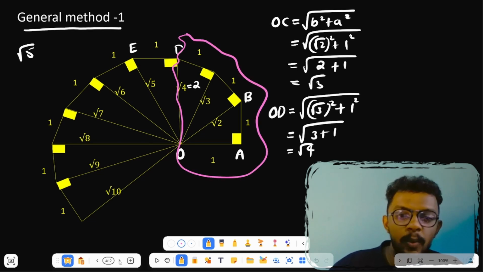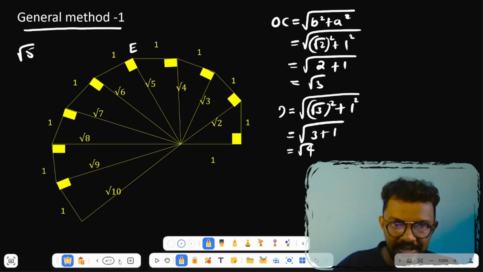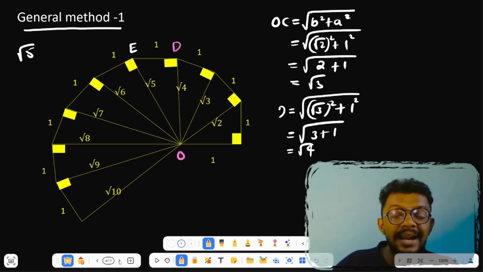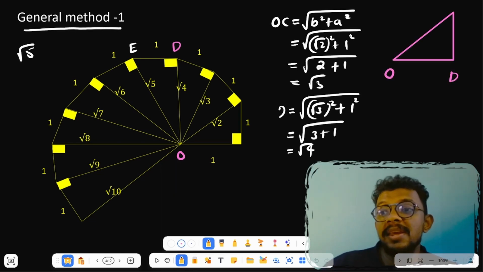Why? This OD is 2 units. I know that. So in order to get this root 5 unit, I should have only drawn triangle ODE. That means if I am taking base 2 and height 1, automatically the hypotenuse will be root 5. Okay, look, I'm drawing the triangle ODE.